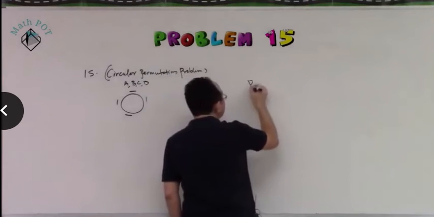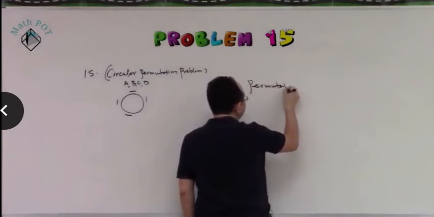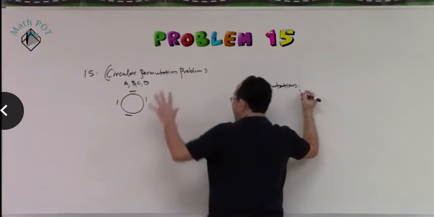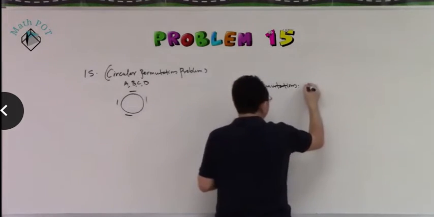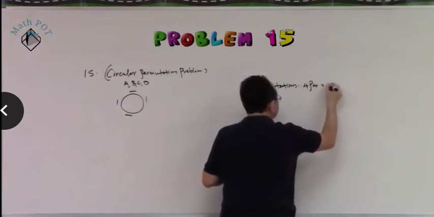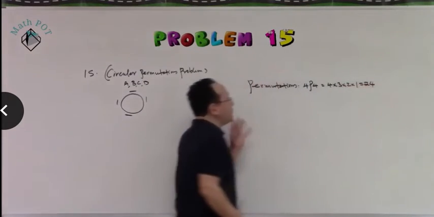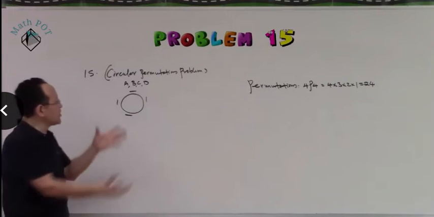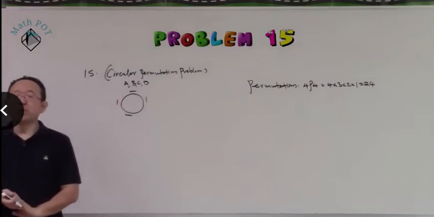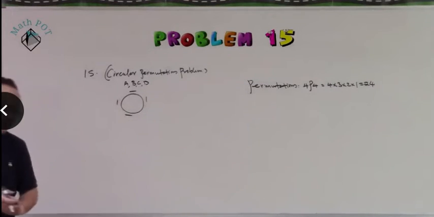Remember, if I treat this one as a standard permutation problem, it's very clear. We have 4 people, we have 4 chairs. That gives us nothing but 4P4. Of course, this is 4 times 3 times 2 times 1. Of course, we end up with 24. But definitely, this is not the right answer for this problem because this problem tries to figure out circular permutation.